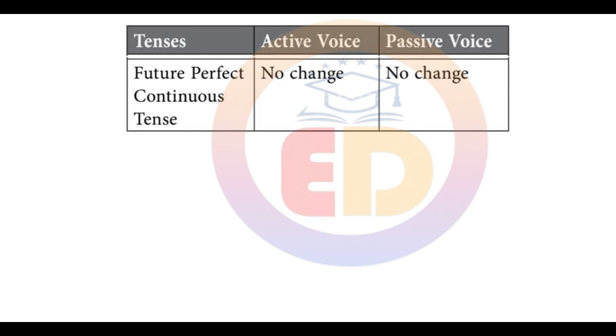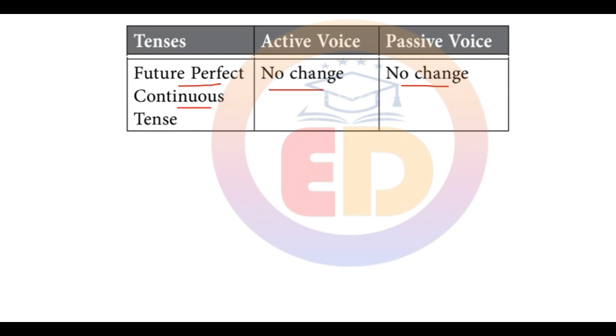Finally, the future perfect continuous tense. There is again no change in the active and passive voice. So we understand that in the perfect continuous tense, whether it is the present perfect continuous tense, the past perfect continuous tense, or the future perfect continuous tense, there is no change in the active and passive voice. Additionally, in the future continuous tense also, there is no change in the active and passive voice.